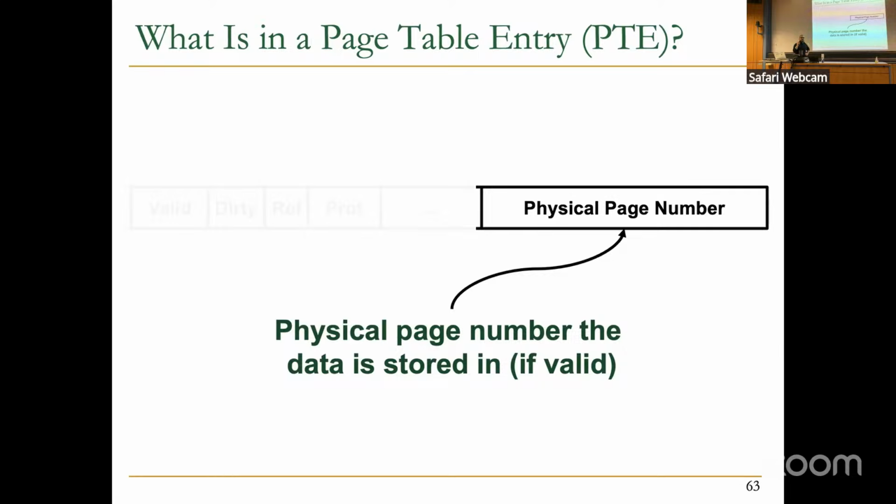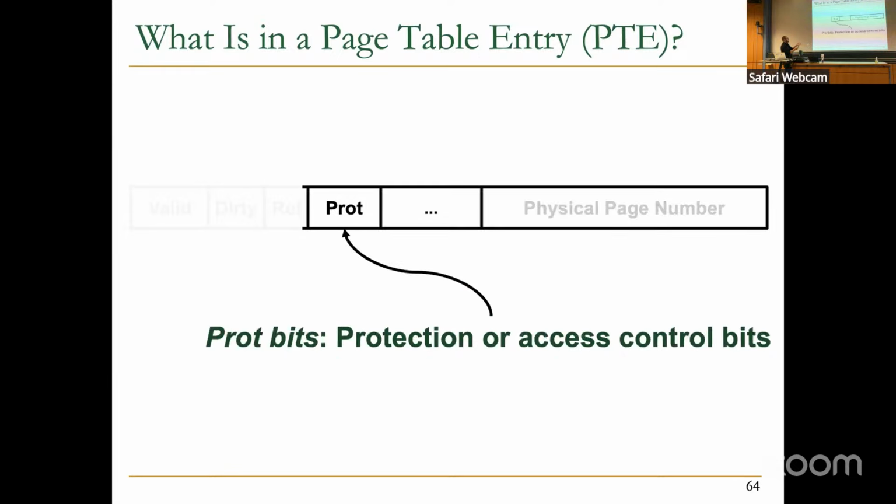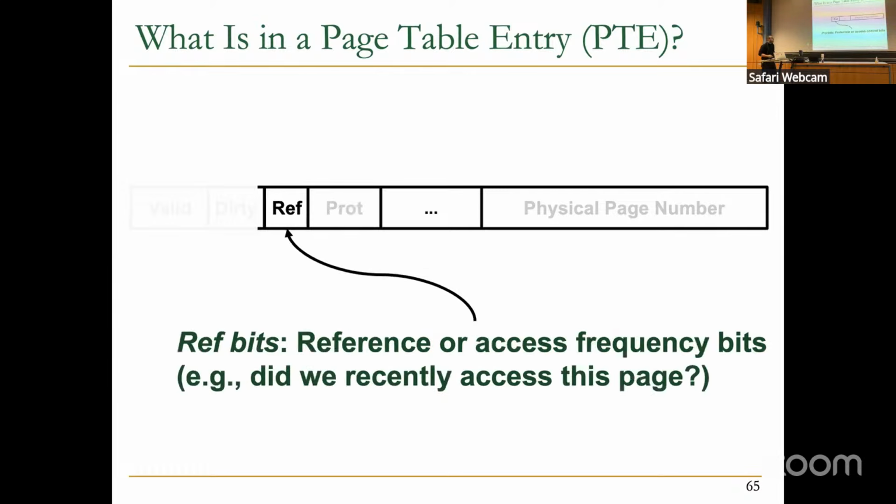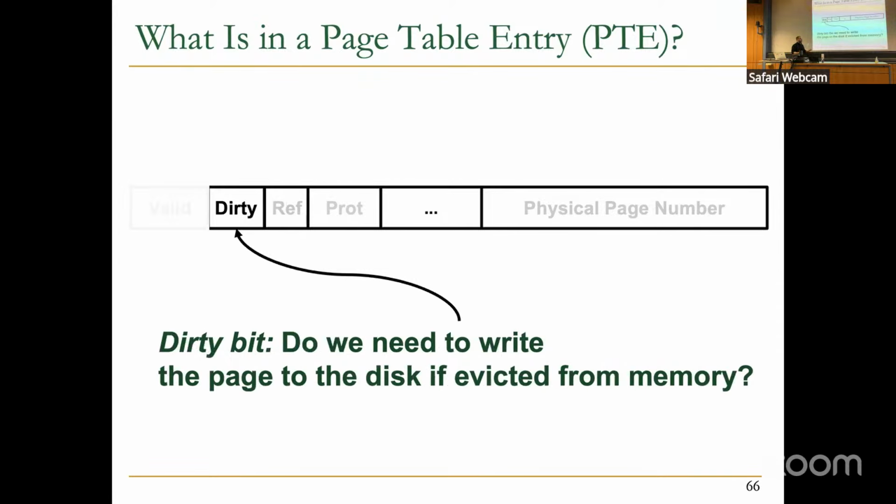So first, it contains the physical page number, which means where the data is stored, if the data is valid. We also have protection bits. I will talk later about how virtual memory offers the concept of memory protection as well. We also have reference bits. Reference bits help us figure out if this piece of data, this page, has very high access frequency. Do we access this page very frequently or not? We also have a dirty bit that says, do we need to write the page to the disk if it's evicted from memory? Did anyone write to this page, so that I need to write back to the disk if I evict it from the physical memory?